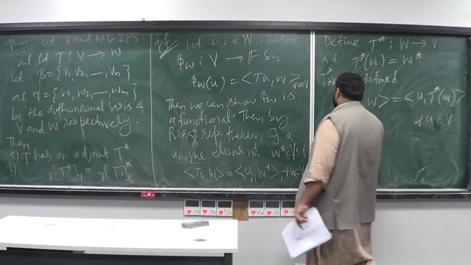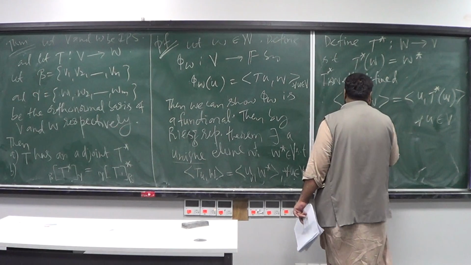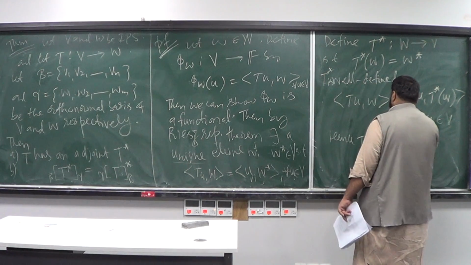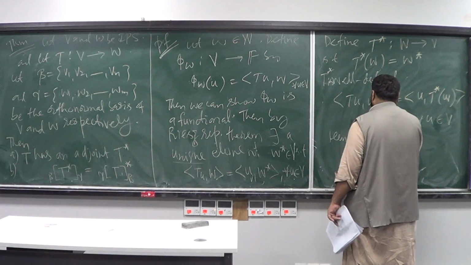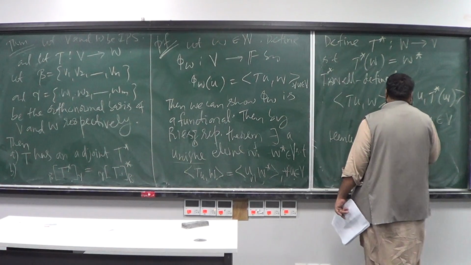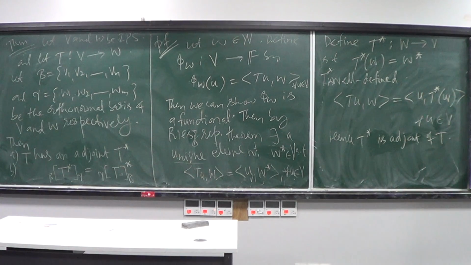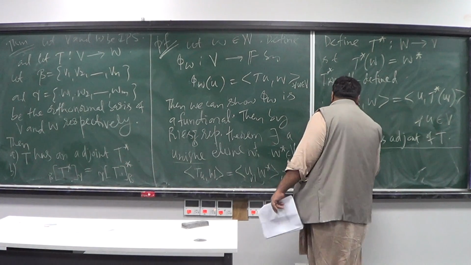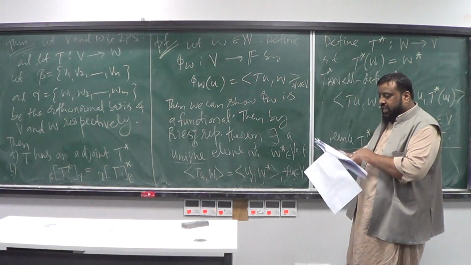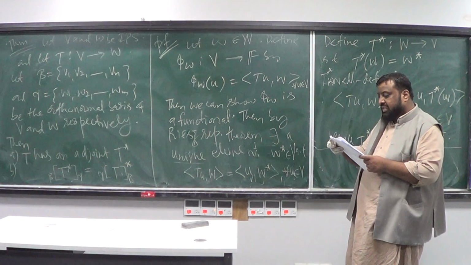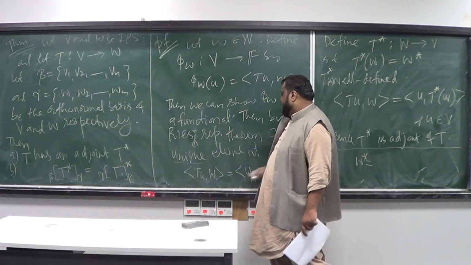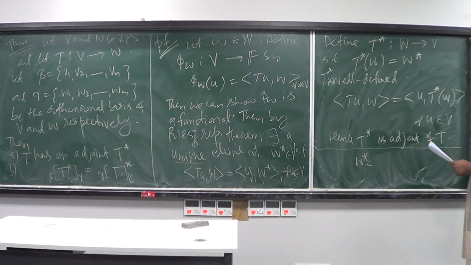Hence, what does it show? T has an adjoint, or hence T star is the adjoint of T. By the way, since we know the description of W star, you can go back to the previous theorem where we proved the Riesz Representation Theorem. In it, we said that there exists a unique W which satisfies such a condition, and that W has this description.